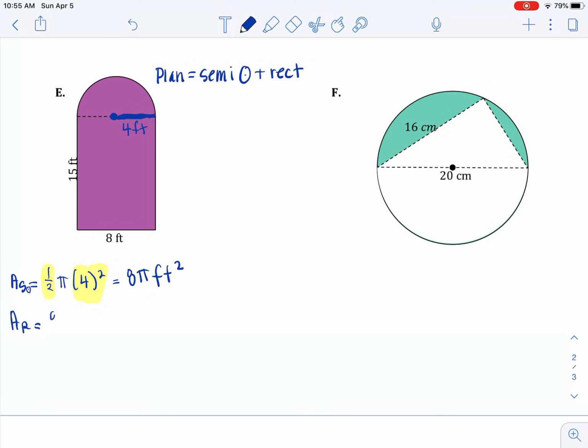All right, now I'm going to find the area of the rectangle. Area of a rectangle is base times height. 8 times 15, which is 80 plus 40, so that's 120 feet squared.